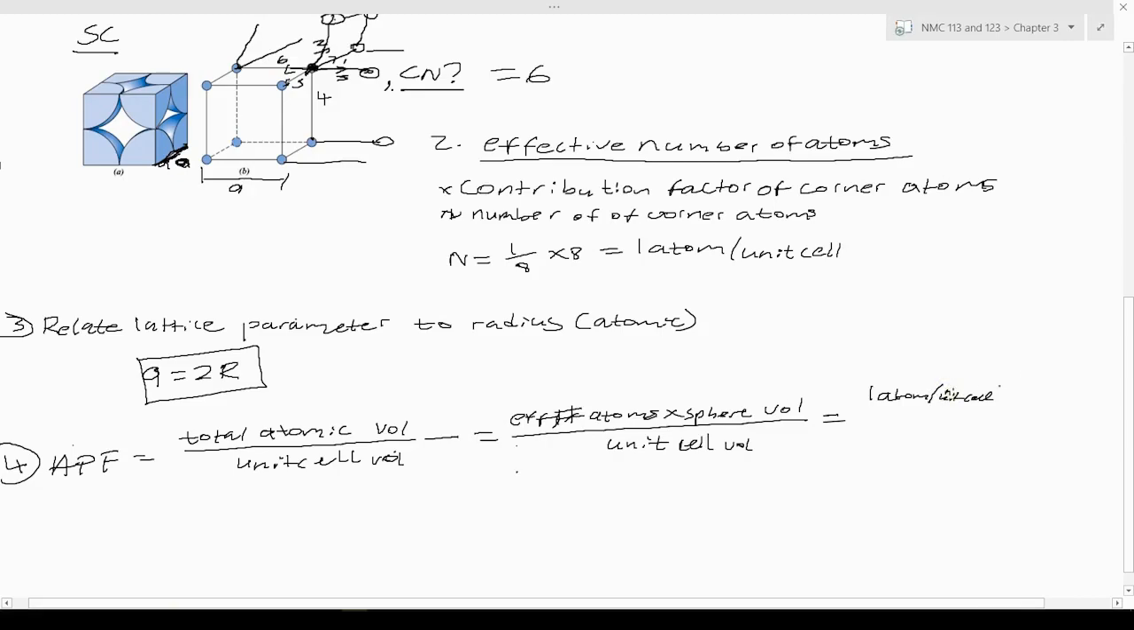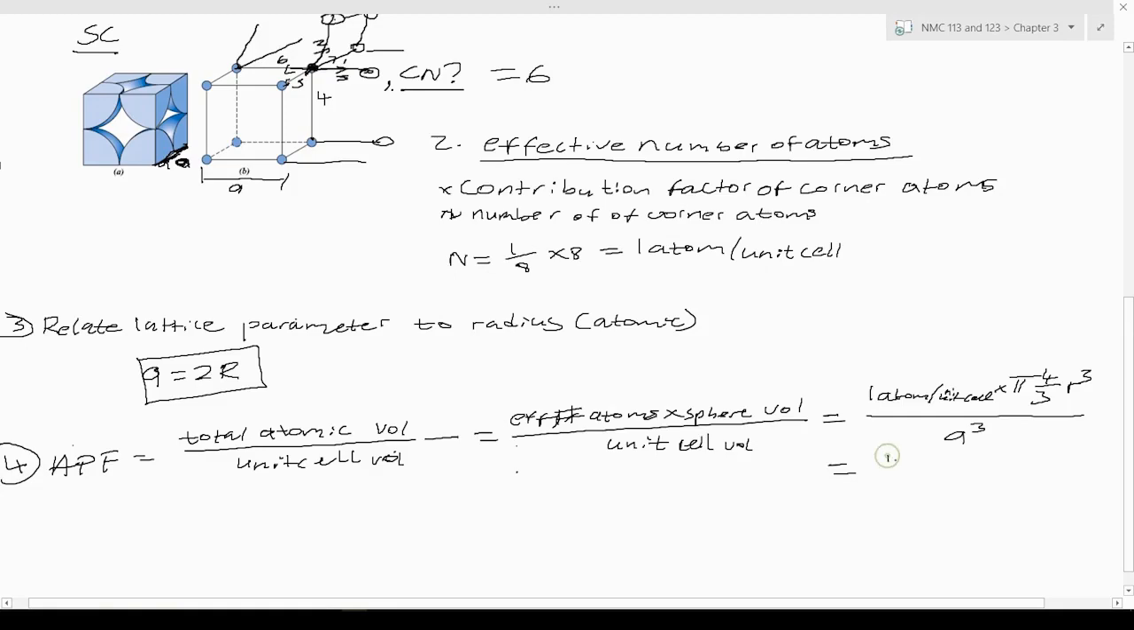Multiplied by 4/3 pi r cubed, forgot the 4/3 here. Over a cubed, because a is the lattice parameter, and this is a cube, so the volume of a cube, since the parameters are actually just the same, that's why we're just saying a cubed. And you can write the denominator in terms of the radius, using the relationship between the lattice parameter and the radius.